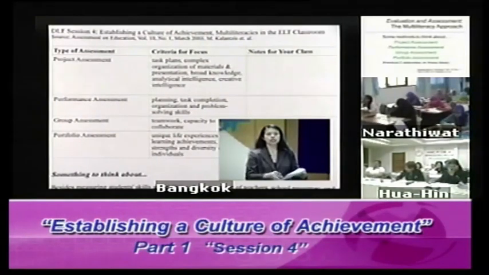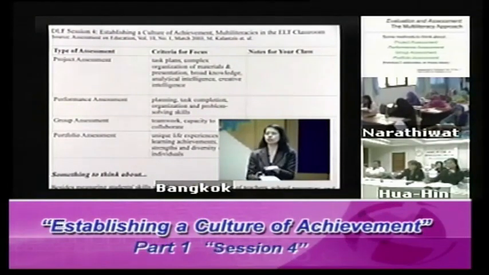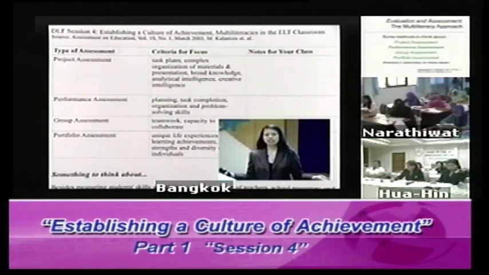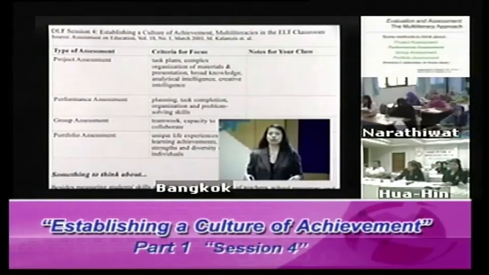Broad knowledge. So this part is more their experience. What do they know besides what they learned from the book? What life experience or interest do they bring into the project? That's more on the teacher's part for you to decide their broad knowledge. Then analytical intelligence is how well do they analyze what they just learned.